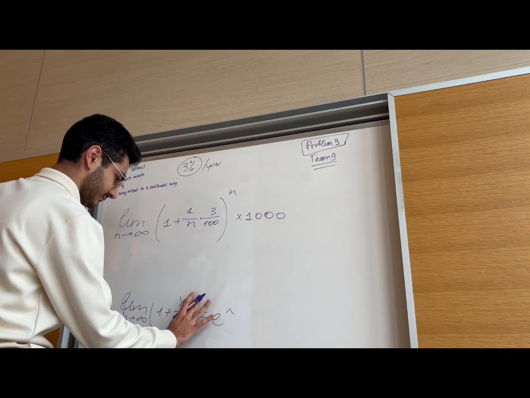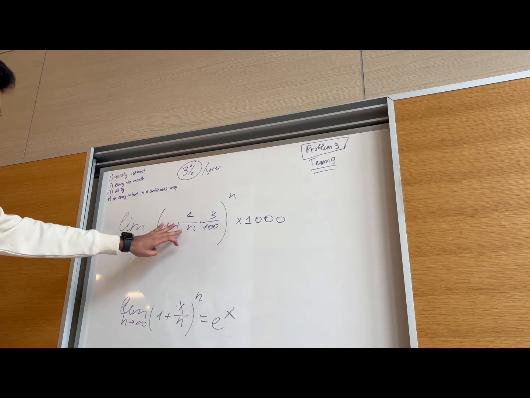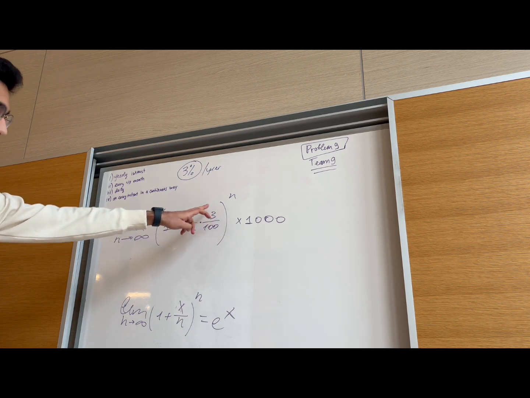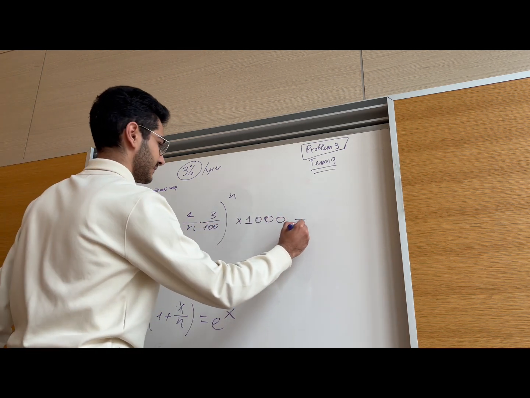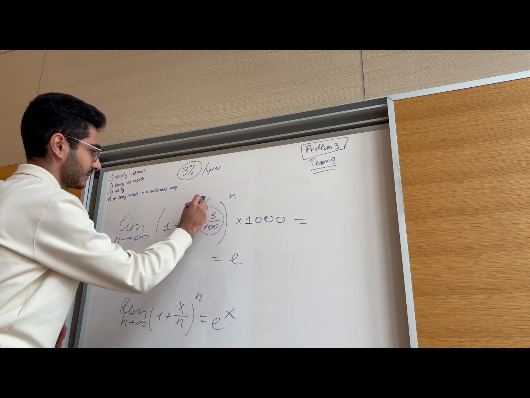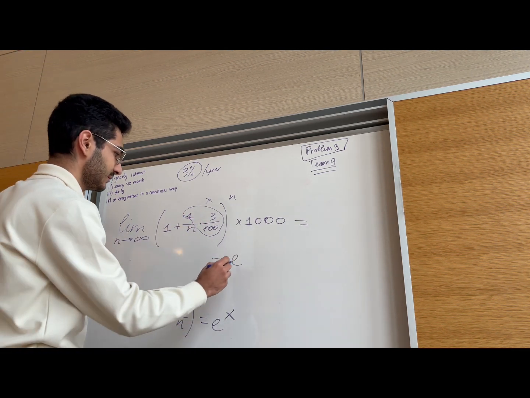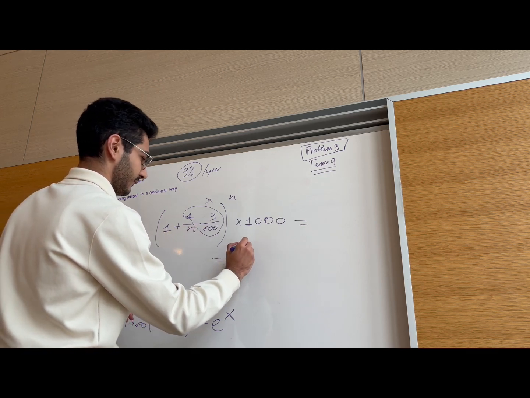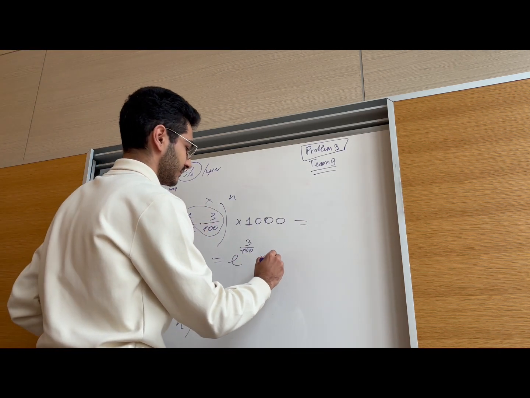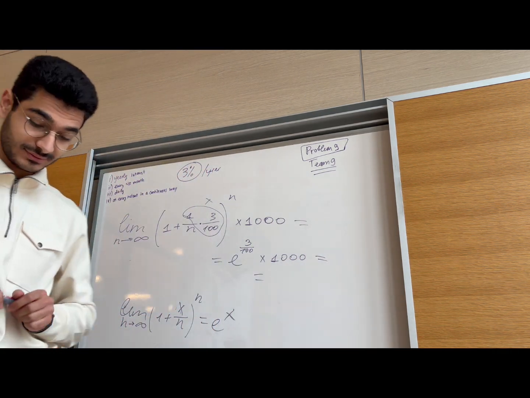In this case, this is 1 over n, so our x is what? 3 divided by 100 multiplied by 1, which is 3 divided by 100. And this basically gives us e to the power of, this is our x, right? So this is x over n. And if it's x, then it's going to be e to the power of 3 over 100, or 0.03. And multiply this by 1,000. And in order to calculate this, we need a calculator, of course.